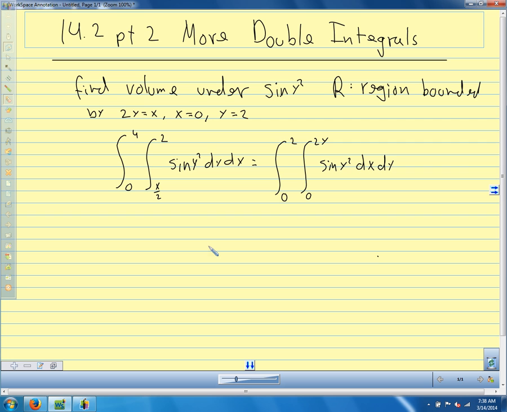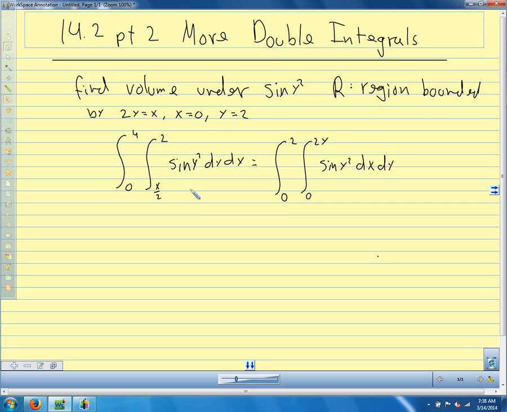You want to evaluate this one first? No, the other one. I think the one on the right would be easier. You think the one on the right would be easier? Do we agree? Yeah, no x's.